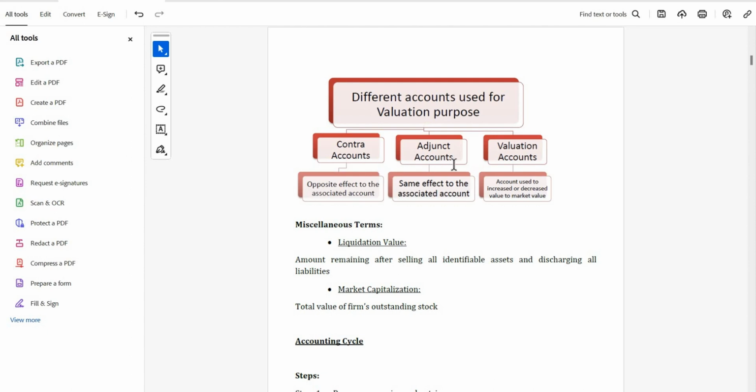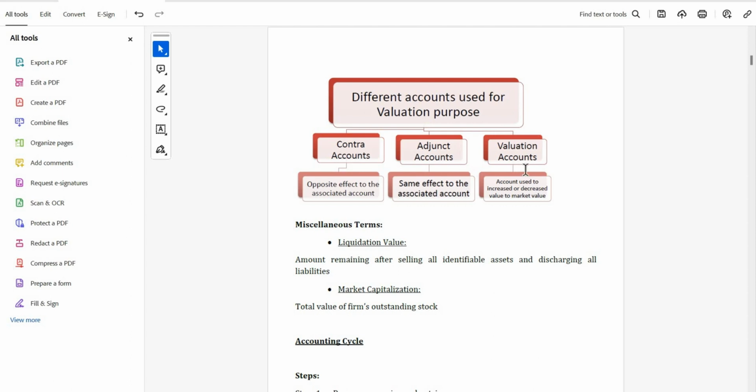And the adjunct accounts. Adjunct account means the same effect to the associated account. For example, a company has 4 partners: partner A, partner B, partner C, partner D. All the partnership accounts will be known as adjunct accounts, because all the treatment will be the same.